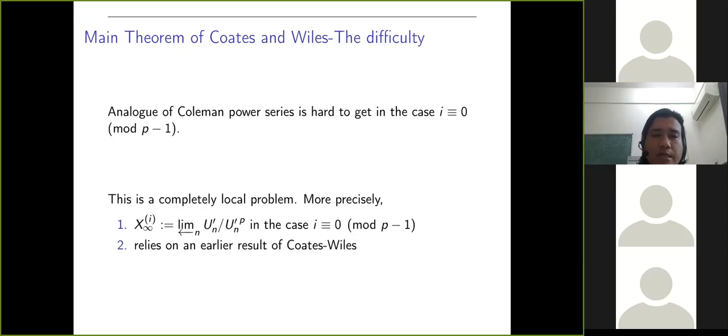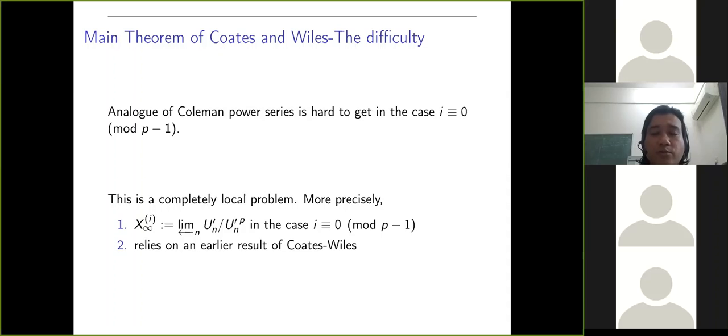There is a module called x infinity i, and for more details you can look up the paper. This is defined analogously to y infinity. However, I'm taking only some kinds of special units here, u_n' mod u_n' raised to the power of p. I'm not going to define this precisely. And what is the structure in this case? What is the structure in the case when i is congruent to 0 mod p minus 1?